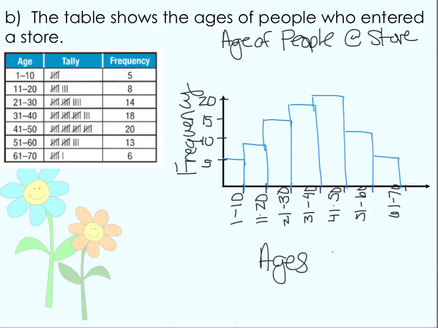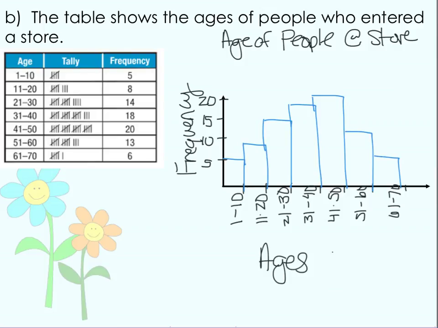All right, when you're all done, your histogram should look something like this. I chose on mine for my frequency on this one to count by 5s. So it just meant when I was doing some of my bars that I had to estimate about where they were, and that's perfectly fine.